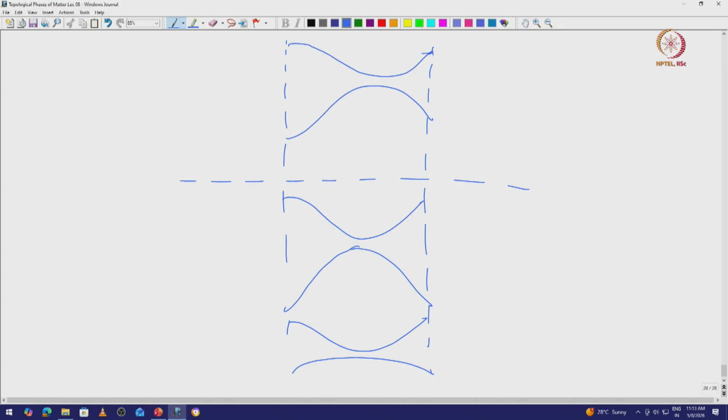They are supposed to be the same, and my drawing is not doing that. Okay, they are supposed to be the same. They are exactly the same point. All right, and there will be P such bands.